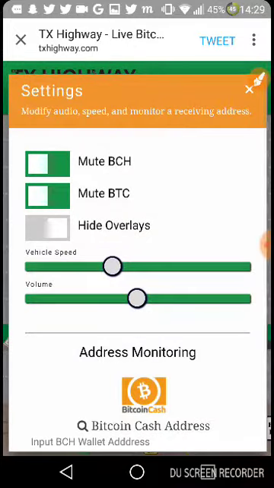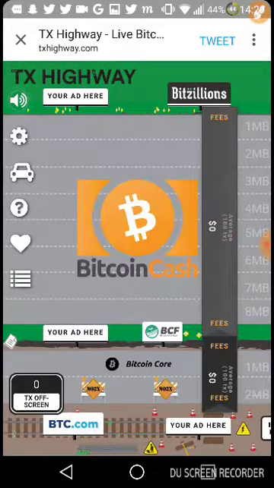I start with settings: modify audio speed, monitor receiving address, mute Bitcoin Cash, mute BTC, so everything is muted right now. And hide overlays, so overlays are not hidden right now, I would say, because it's gray and not green. So from my point of view, mute BTC is active because it's green, and therefore the BTC sound should be muted. Okay, and I don't hear any sound, so I will unmute this, and then still no sound. But there's also nothing happening, so maybe this is supposed to be that way.